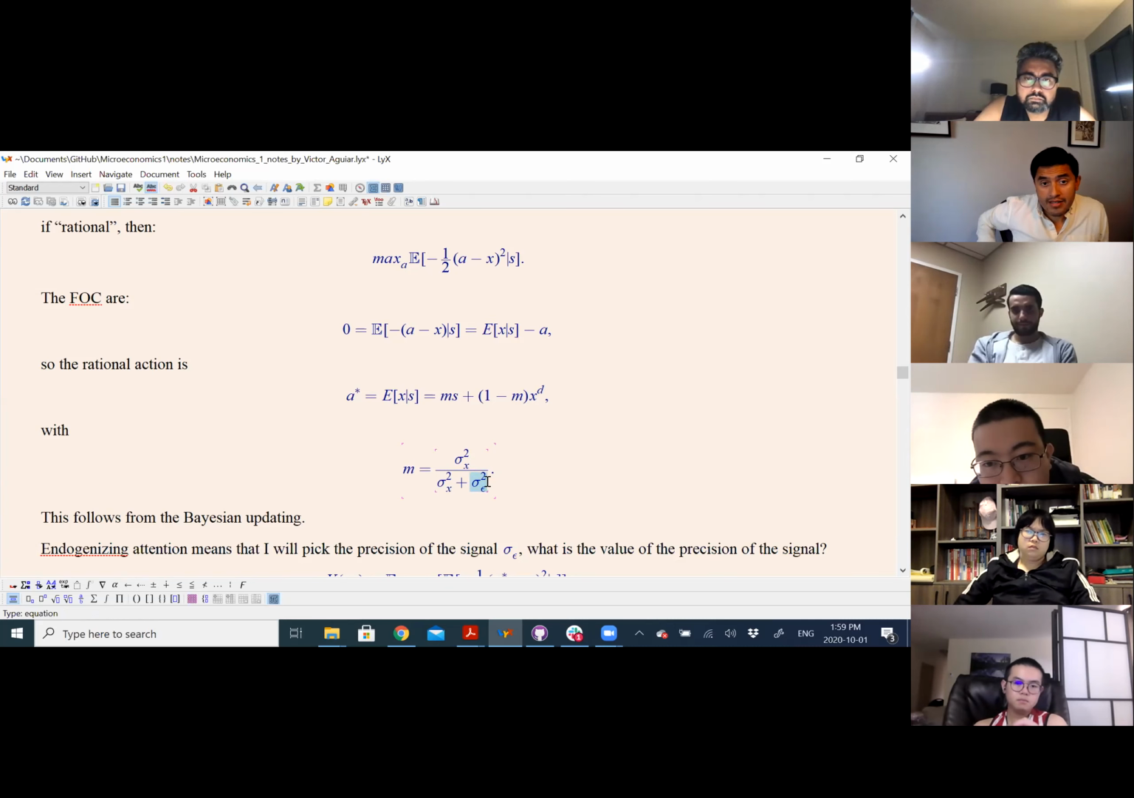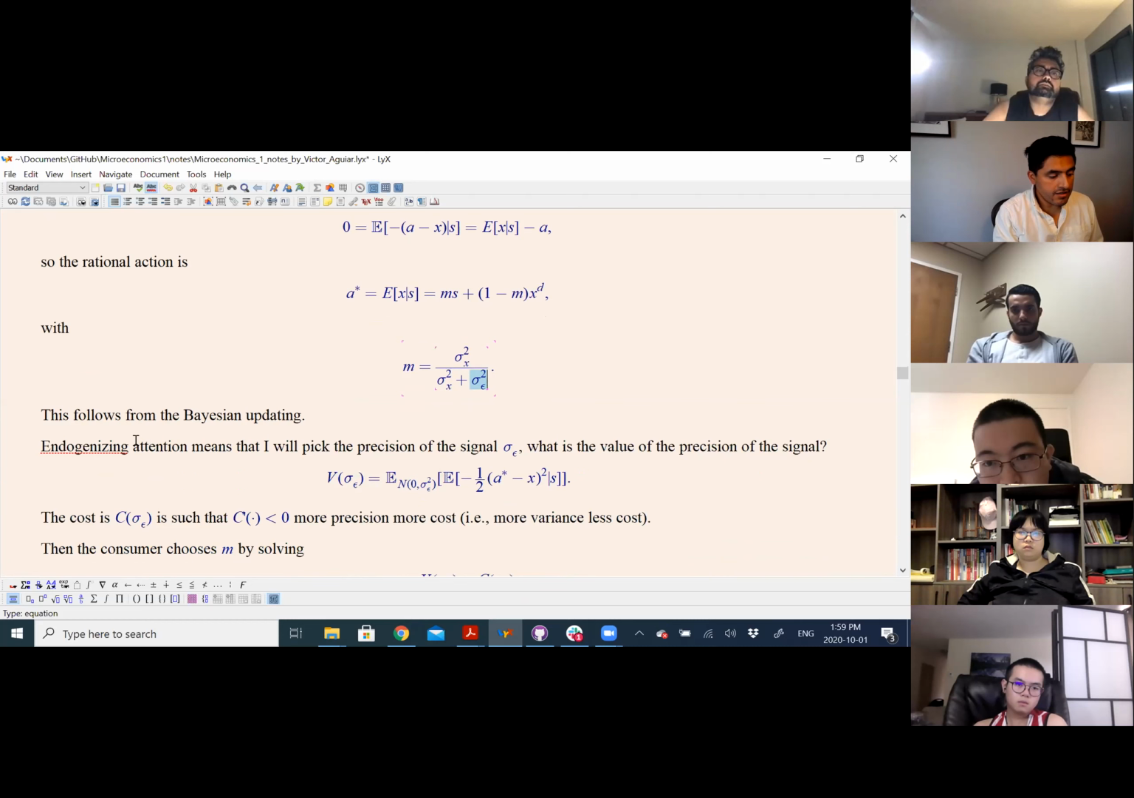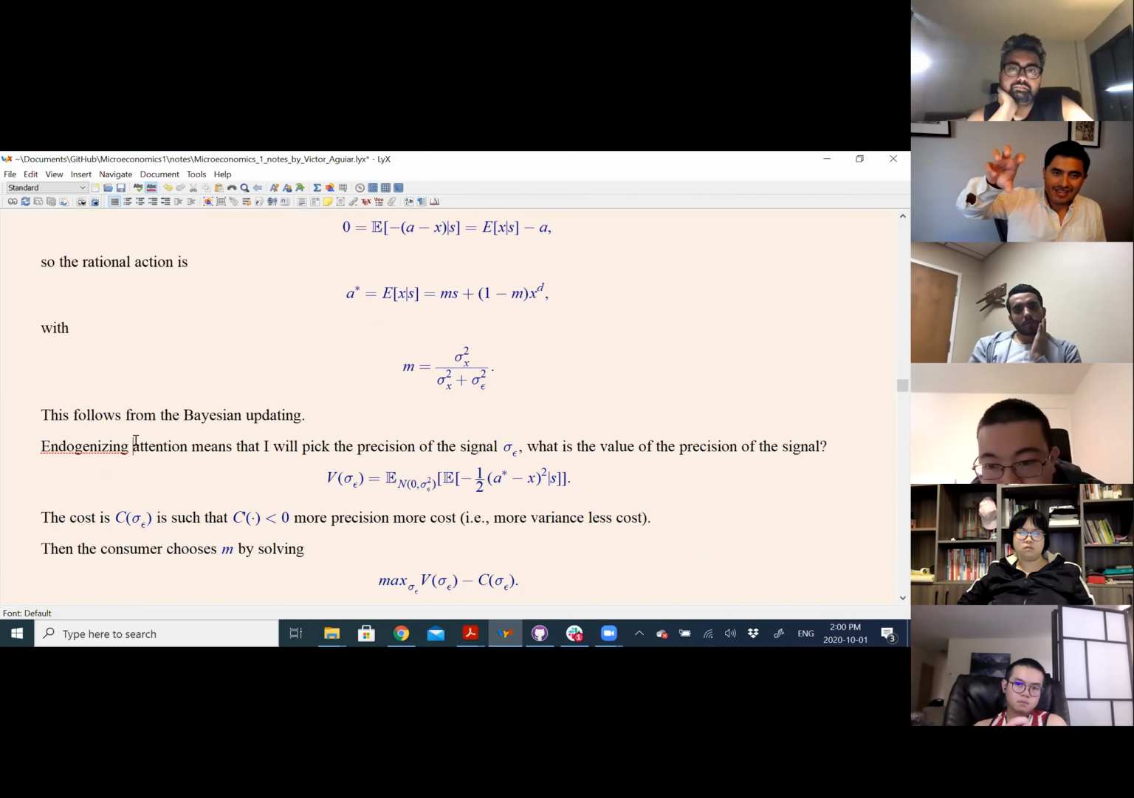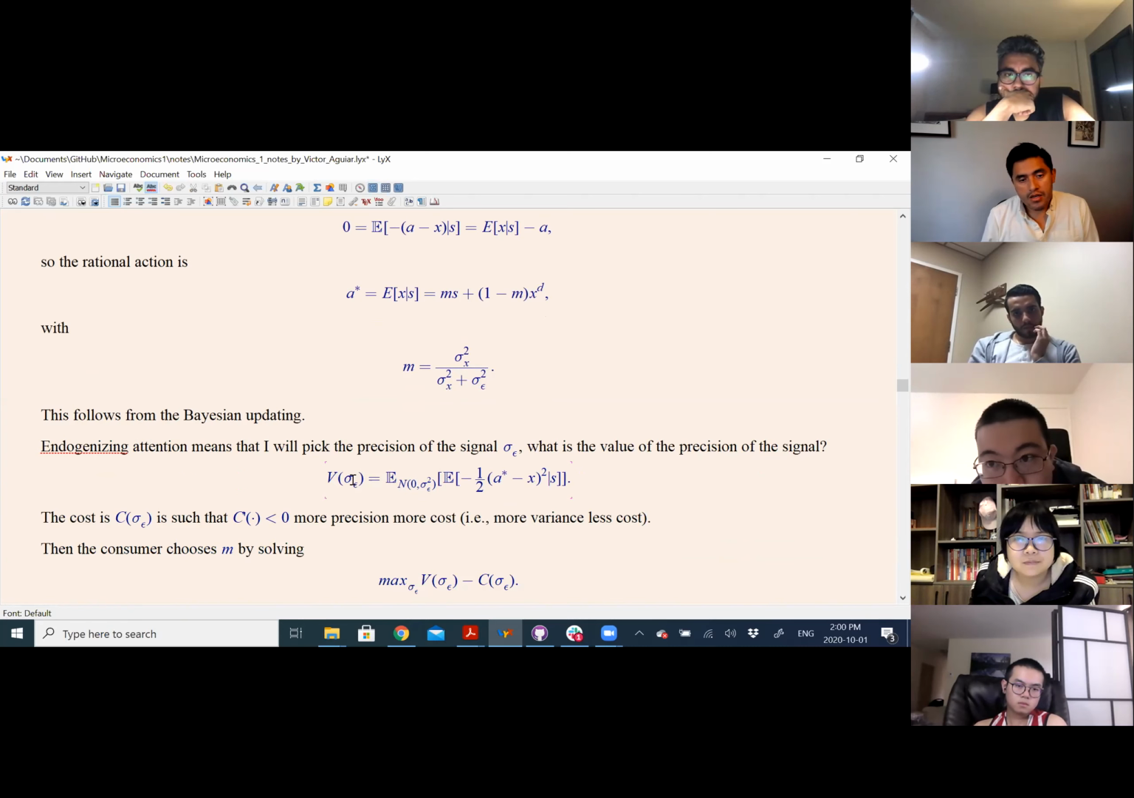Now, where does the sigma epsilon come from? And here is the important part. We want to endogenize it. So in particular, I'm going to define the value of information. What is going to be the problem now is that this agent can pick how precisely they collect information. The way we are going to model it is by letting the consumer pick the sigma epsilon. Does everyone understand what this is doing?